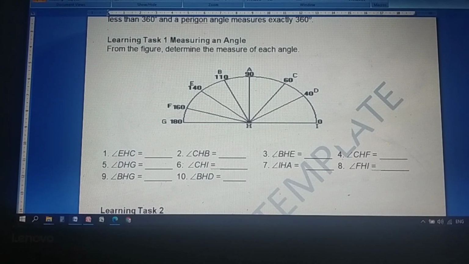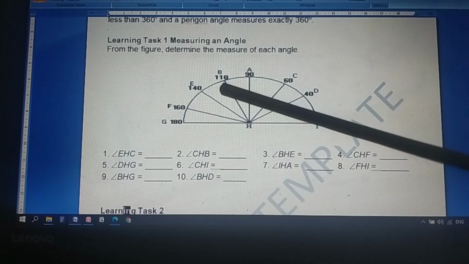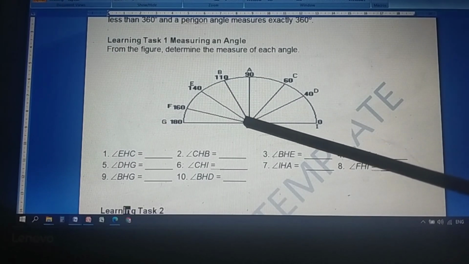Let's try learning task number 1, measuring an angle. This time you are not going to use the protractor, since the figure has coordinates. So you're going to determine the measure of each angle. Let's try angle EHD.